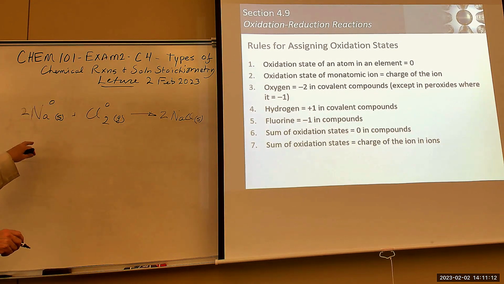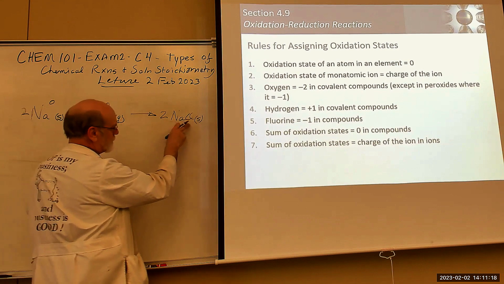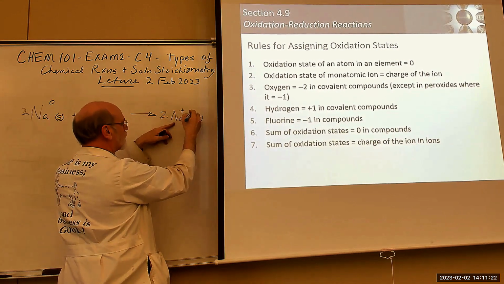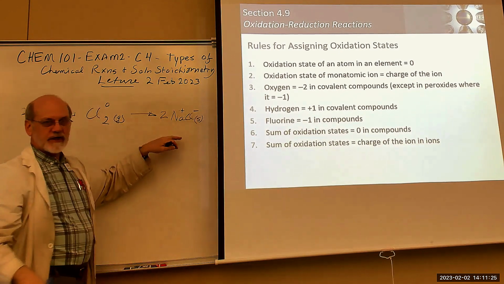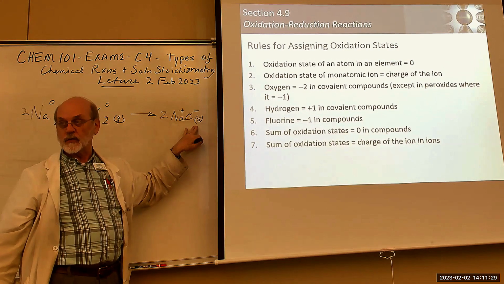The oxidation state of monatomic ions is the charge on the ion. So if these ions, sodium ion and chloride ion, this is a +1 and this is a -1. So the oxidation state on this sodium is +1. The oxidation of that chlorine is -1.